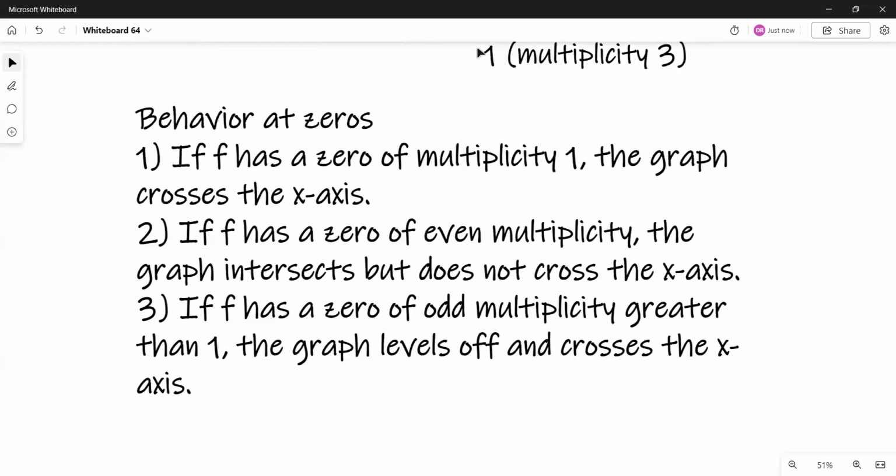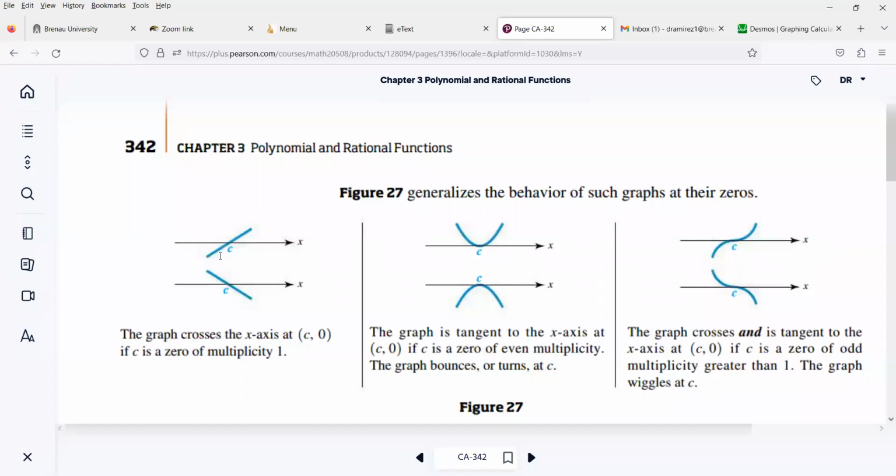And the book shows you a graph. What happens is a zero of multiplicity 1 is going to cross. If it has a zero of even multiplicity, the graph is tangent to the axis, so that is the graph bounces or turns at c. And the graph crosses and is tangent to the x-axis if it has a zero of odd multiplicity greater than 1. So the graph wiggles at c.